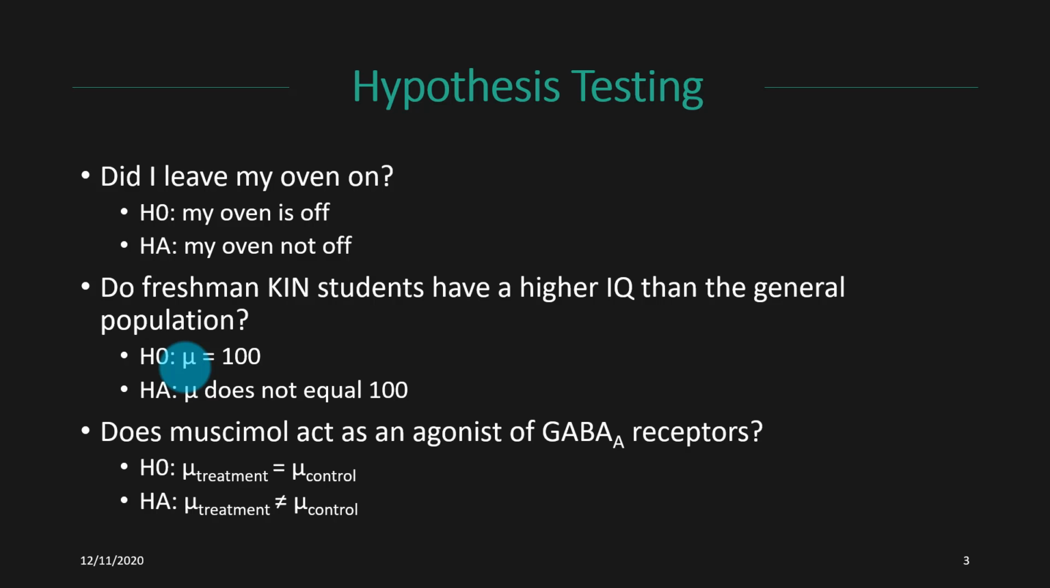And then, as one we might have in a more common scientific study, we might ask, for instance, does muscimol act as an agonist of GABA receptors in the brain? And we could then say, my null hypothesis is that my mice who receive the muscimol will have an equal mean number of GABA receptors to the control mice who received a placebo. So we could say that the mu of the treatment group is equal to the mu of the control group. The other way we could write this is that the difference between the means is equal to 0. So this would be a null hypothesis test assuming 0 difference. And the alternative hypothesis would be that those two means are unequal.